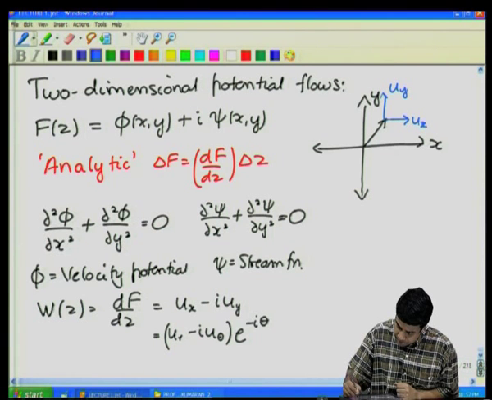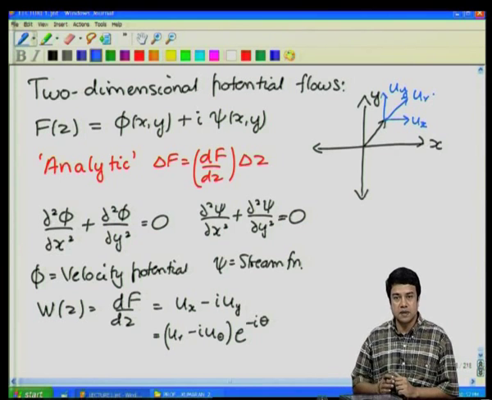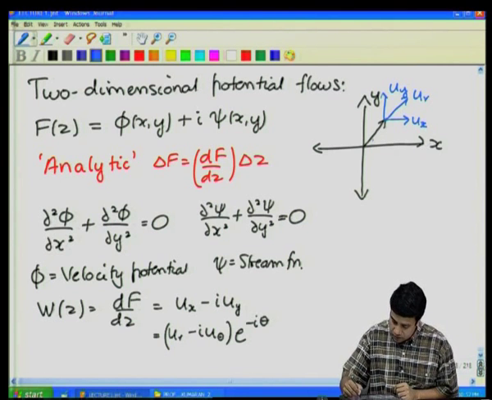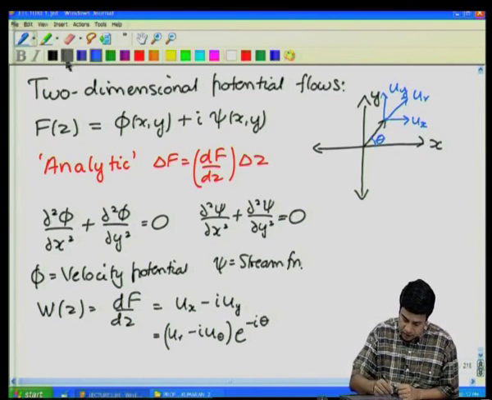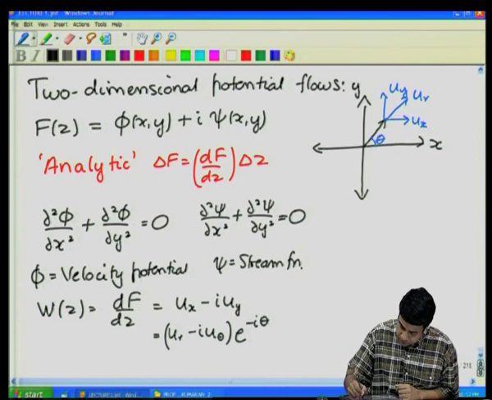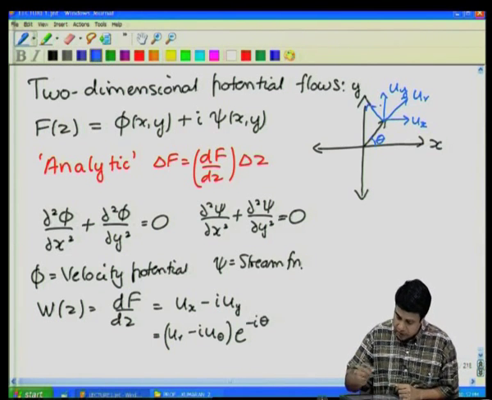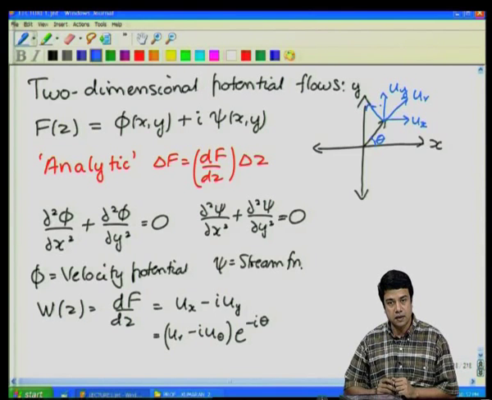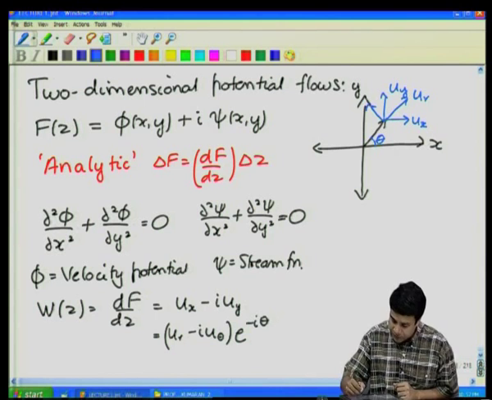This is uy. ur is along the radius vector, along the displacement from the origin, and u theta is along the direction of increasing theta. So theta increases in the anti-clockwise direction. Theta is equal to 0 on the x-axis, and it increases in the anti-clockwise direction. Therefore, u theta has to be in this direction as well.